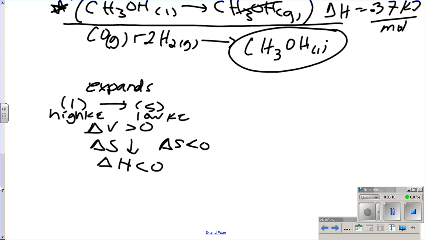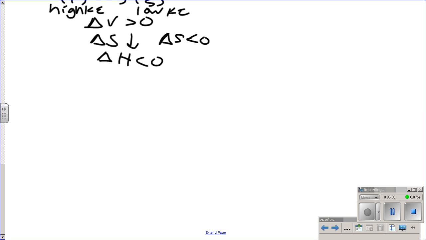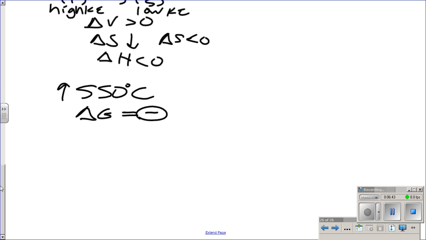These are like those ones where you have to fight in your mind with the math. We are given this reaction's only spontaneous above 550 degrees Celsius. So spontaneous means delta G is a what value? Negative value. So above 550 degrees Celsius, it is a negative delta G. So at 400, what would be true about delta G? It's a positive delta G.